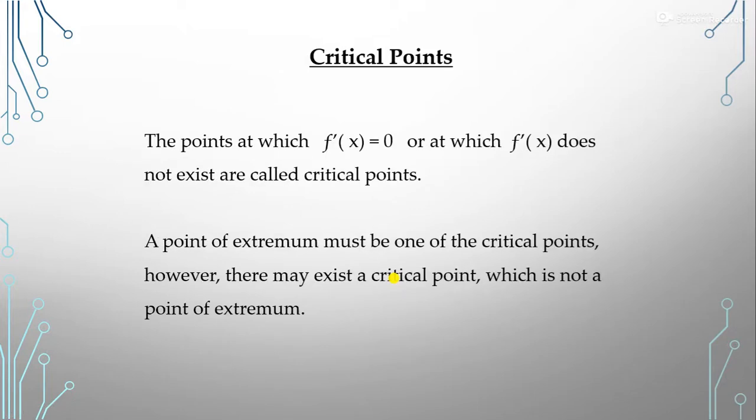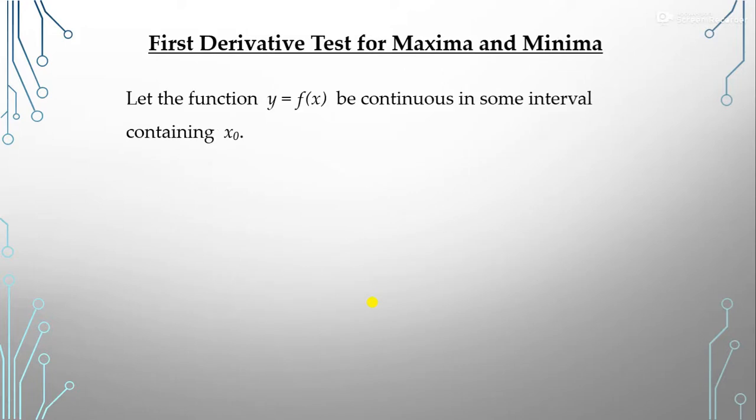Now one more thing here: critical points. What are critical points? The points at which f dash x is equal to 0 or at which f dash x doesn't exist are called critical points. Clear? So a point of extremum must be one of the critical points. However, there may exist a critical point which is not a point of extremum. Clear? So we use these points in order to find the maxima and minima of the functions.